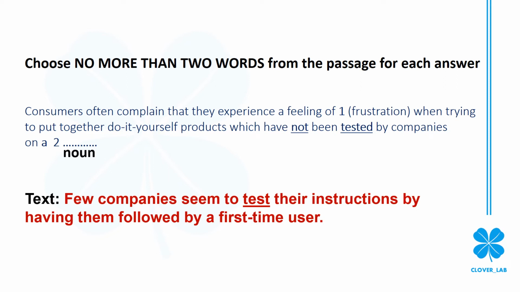There's a paraphrasing here, but few companies seem to test their instructions means the same as haven't been tested by companies. And we just need to find the words that tell us who the product hasn't been tested on. And we can easily identify this to be a first-time user, right? So yeah, the answer is first-time user.